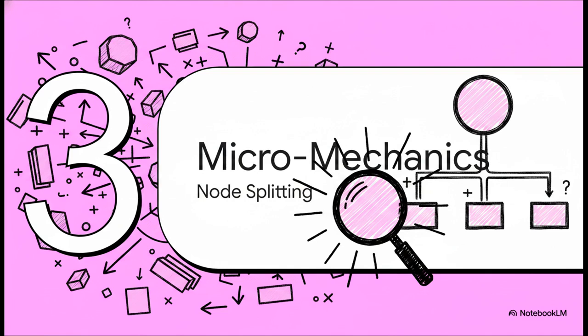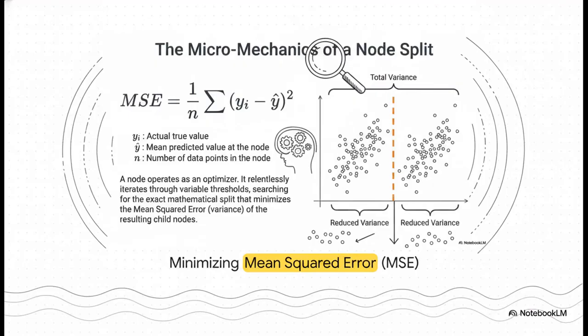Section 3, micromechanics of node splits. So the really crucial thing to understand now is exactly how these individual node splits are decided mathematically once we've randomized our data and features. Let's zoom in. Taking a microscopic look here, a single node is basically a relentless optimizer. It continuously iterates through variable thresholds, hunting for the exact mathematical split that minimizes the mean squared error, or MSE. By minimizing this variance between the actual true value and the mean predicted value at the node, it effectively slices that messy data into much cleaner, homogeneous child nodes.